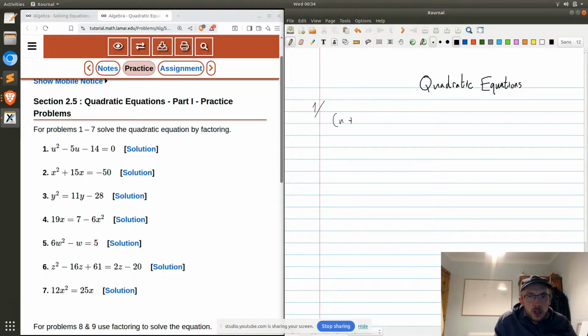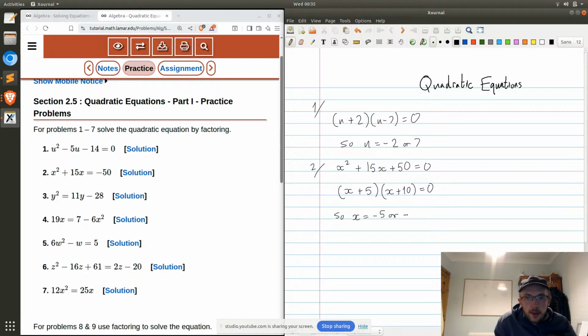Okay, so this would be u plus 2 times u minus 7 equals 0. So u is negative 2 or 7. Second, move that negative 50 over to the left-hand side and set it all equal to 0. And then proceed. x plus 5 times x plus 10 equals 0. So x is negative 5 or negative 10.